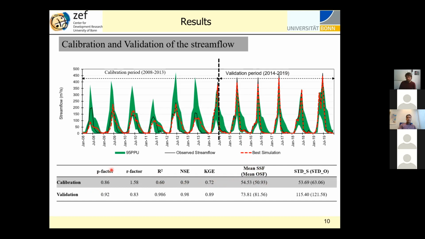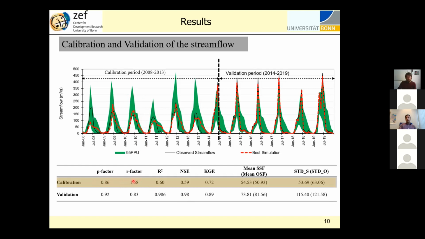The P factor in this case, for example, you see 0.86. It's actually the fraction of observed data which were bracketed during the calibration process. So 86% of the actual data was hit by the simulations that we carried out under this model. This is very optimistic, actually. The R factor is actually the thickness of this 95 ppu band here. So normally the thinner it is, the more accurate or close to the observed data it is.